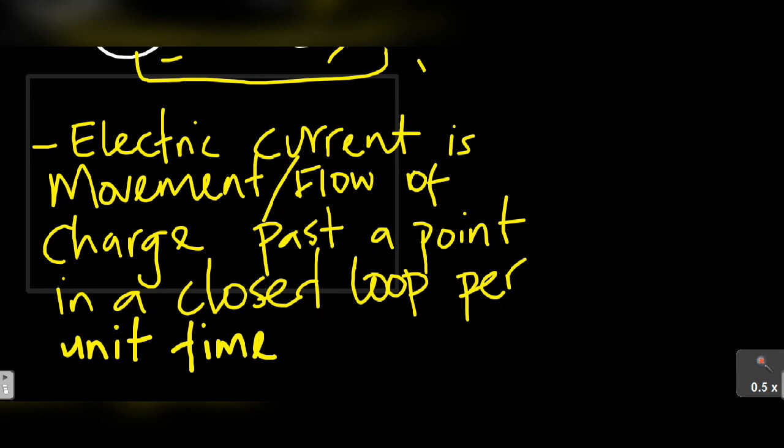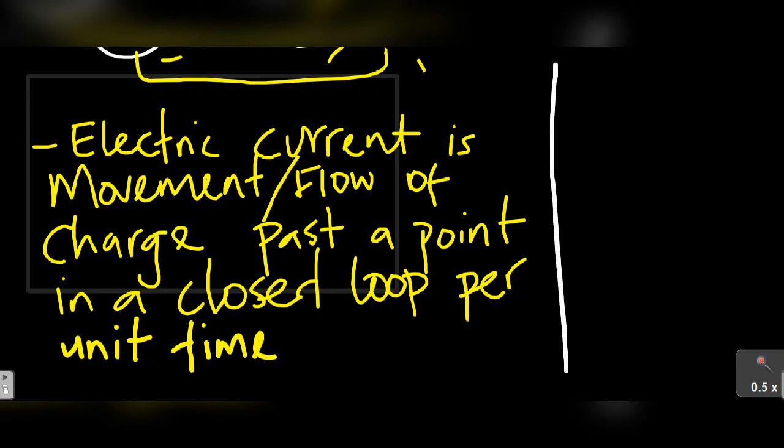And to conclude on this, using the same information I've just talked about, it is safe enough to conclude with this formula on this side. So we're going to say current, which is represented by I, is equal to the charge per unit what? Per unit time.